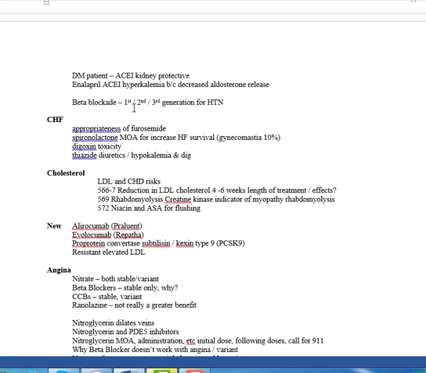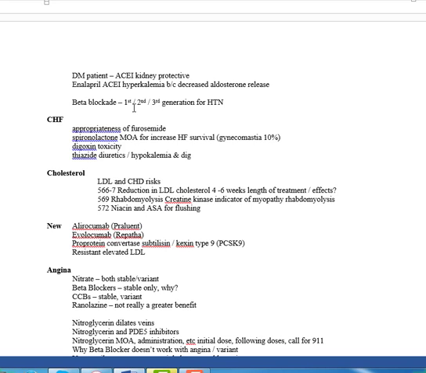Second generation is going to be beta-1 selective, and then third generation affects beta-1, beta-2, but also alpha receptors. Just as the body compensates to vasoconstrict as the beta blocker is decreasing heart rate, the carvedilol or something like that, which affects alpha and beta-1, kind of takes care of that by vasodilating and reducing heart rate to try to maintain lower blood pressure.